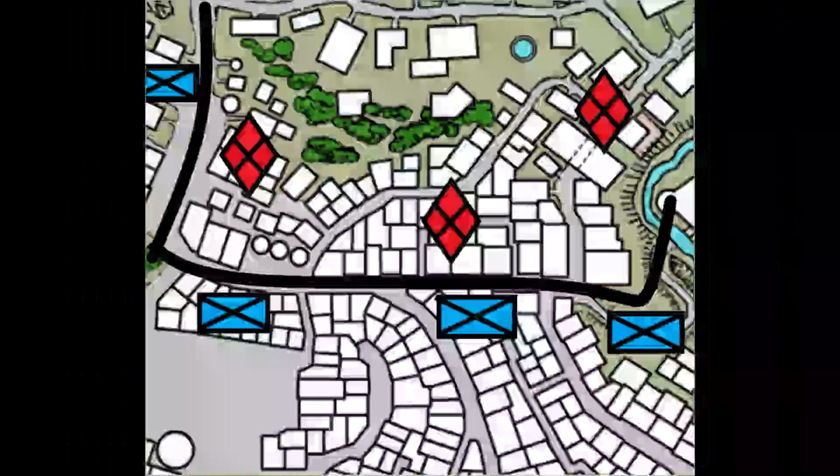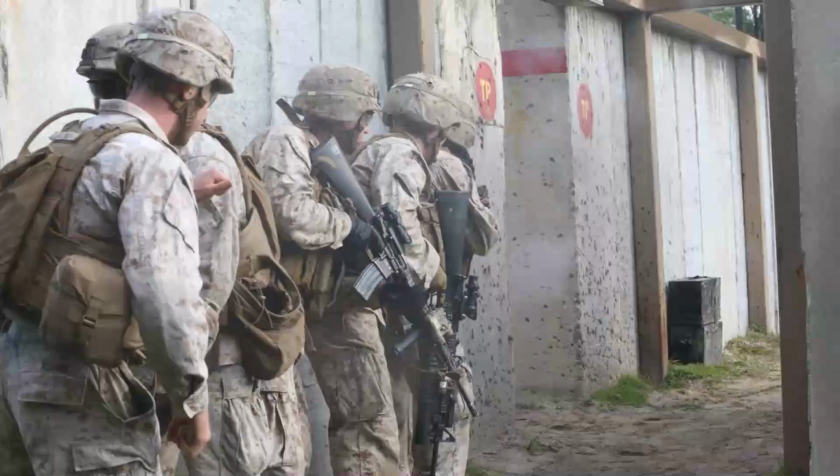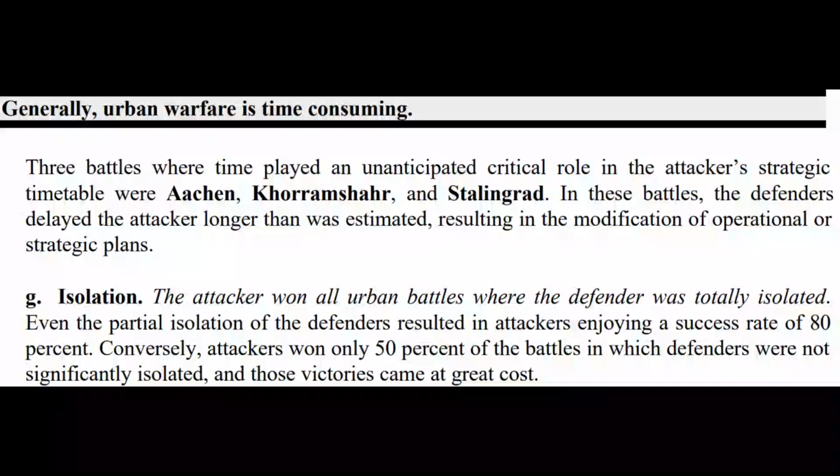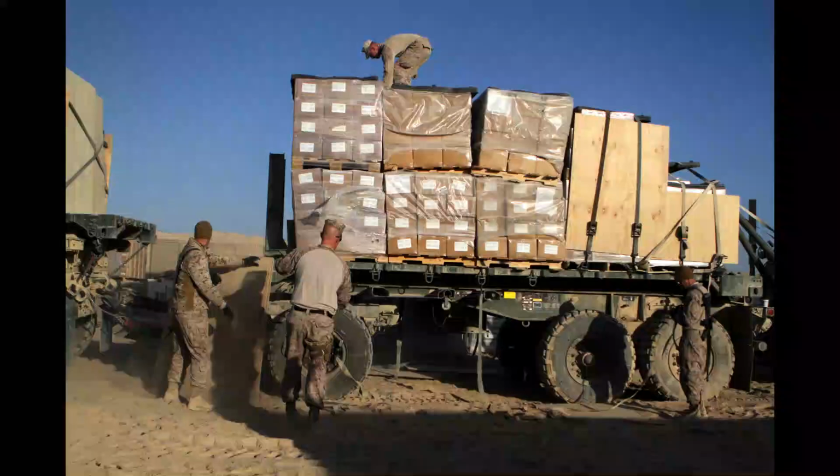Step 5. Isolation of the enemy and concerns for personnel costs. When total isolation has occurred, the attacker will win all urban battles. While it is unrealistic to envision complete isolation of a city, total isolation does not appear to be necessary. Even the partial isolation of defenders resulted in the attackers enjoying a success rate of 80%. The key to the attacker's success is in crippling the flow of manpower, supplies, and weapons to replenish the defender's losses.